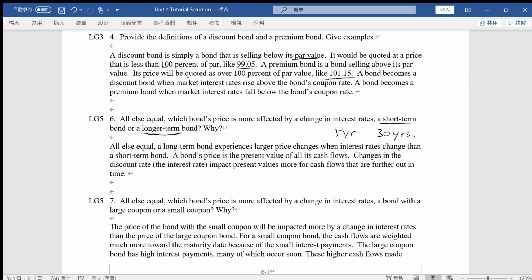because for the longer-term bonds, the future cash flow is much more, right? Because there are 30 years, you will have 30 years of total cash flow to you or to the company. That's why if there is any change of the interest rate, it will have a greater impact on the long-term bond rather than the short-term bond. That is related to the time, the maturity of the bond.